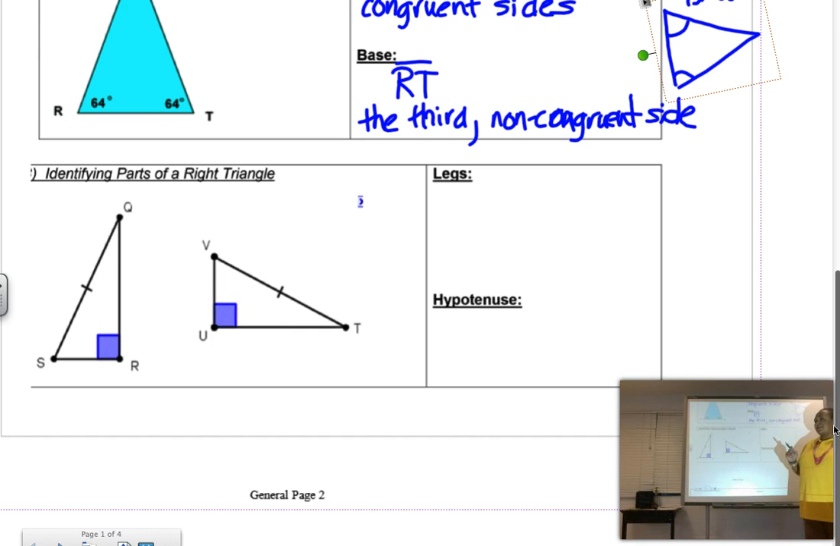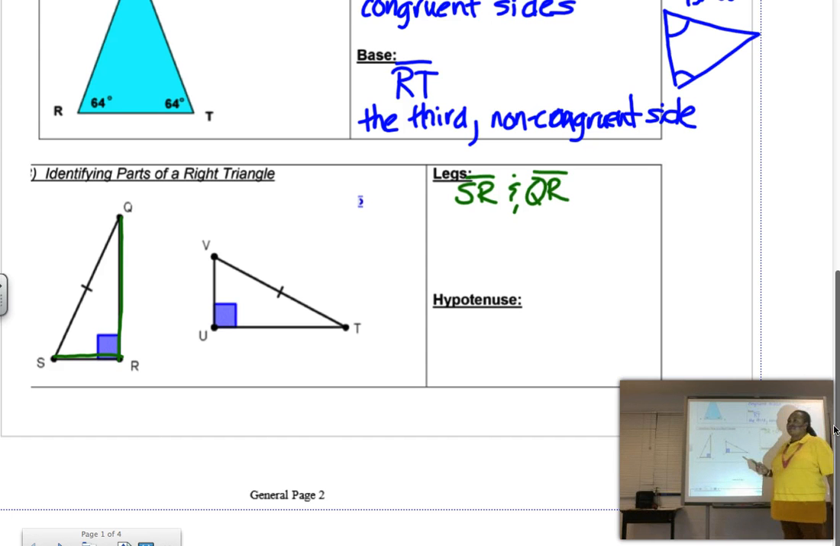Go ahead, Judith. SR and QR. Yes, let me tell you why I think you're exactly right. SR and QR, and let's talk about why those are legs. The reason I think people are tempted to say QS and QR is because you think of legs when you're walking, yes? But the legs in a right triangle are actually the sides that make up the right angle. That's how I remember it.